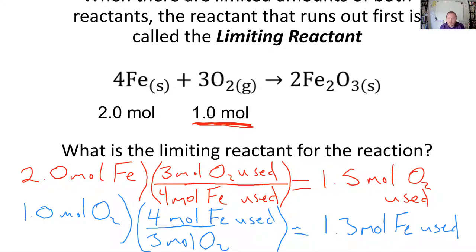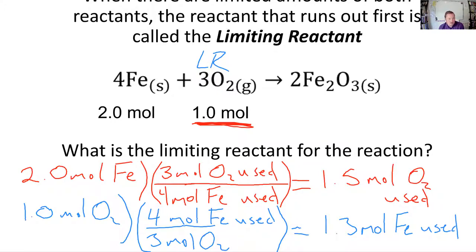If I'm using less iron than I have, then that means the oxygen must be running out first. Both of these lines, the red and the blue, are both telling us the same thing. They're both telling us that oxygen is running out first. So in both of these, and these two approaches should always agree. If you're talking about the same system, it doesn't matter which of these options you use, if you're consistent, they'll both tell you the same molecule as your limiting reactant. So that allows us to say oxygen is the limiting reactant.